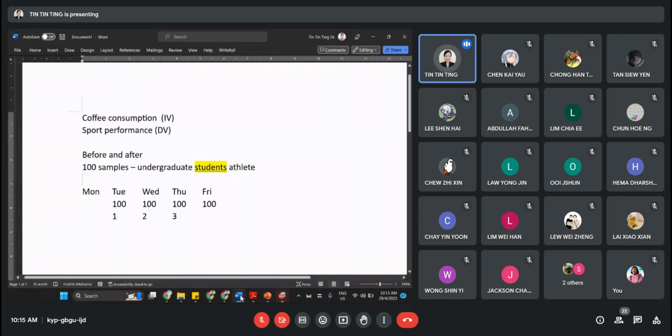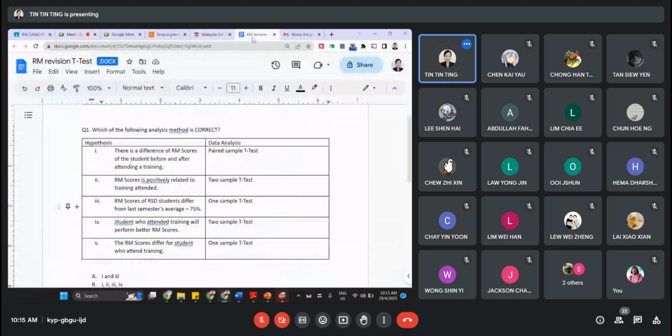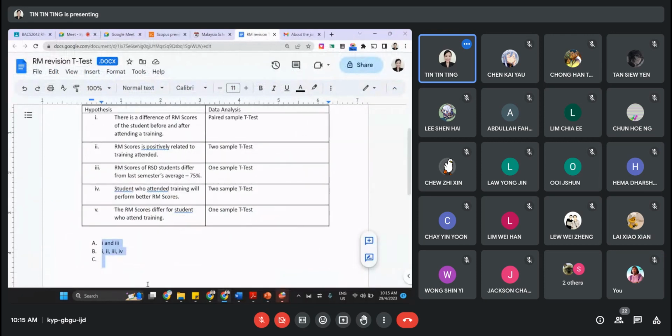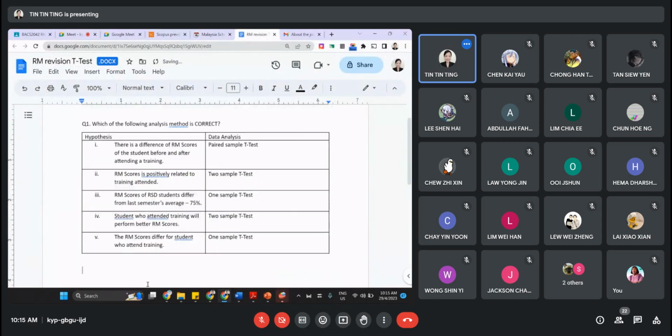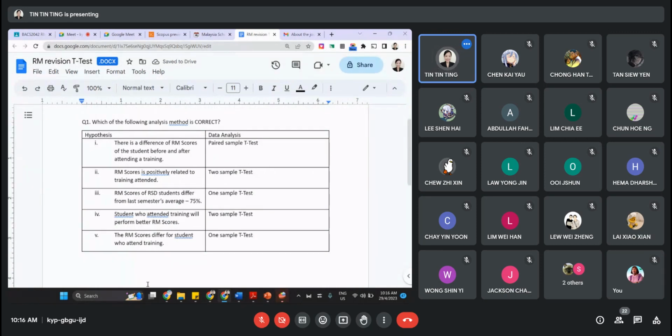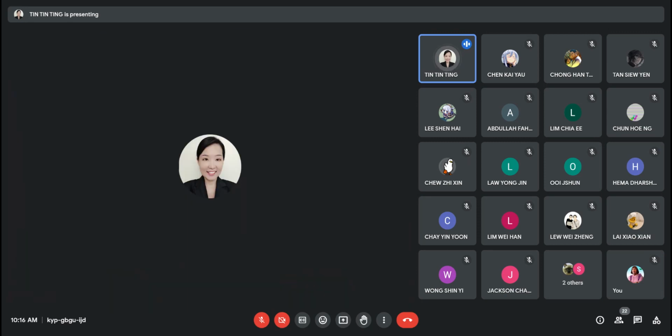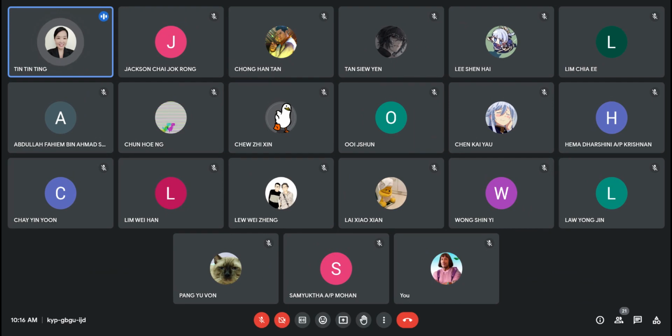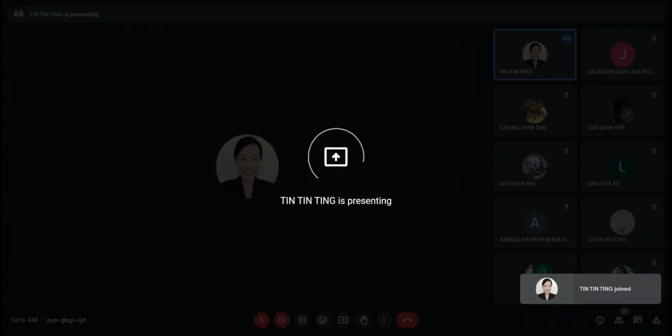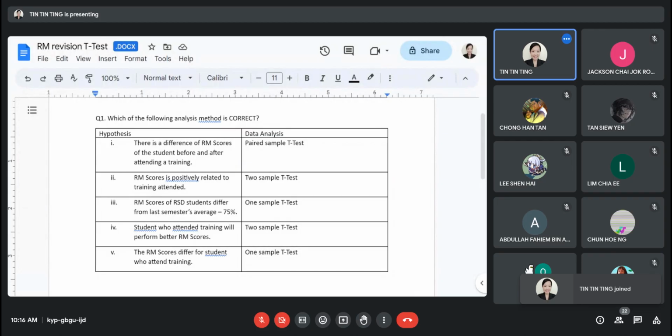If you have no question, please try this one. The following analysis method is correct. Let me share only that screen so I can see your answer. Okay, then take 5 minutes. Then each group, group 1, write down your answer. Group 2, write down your answer. Group 3, write down your answer.